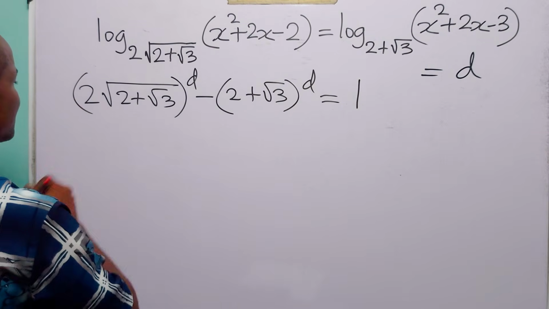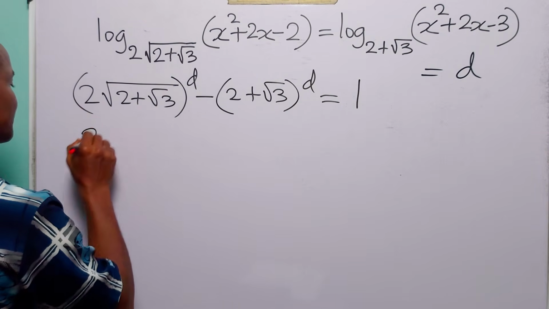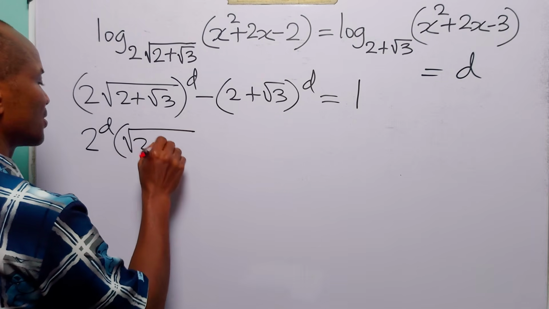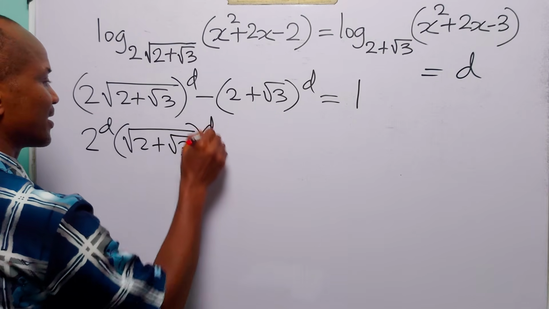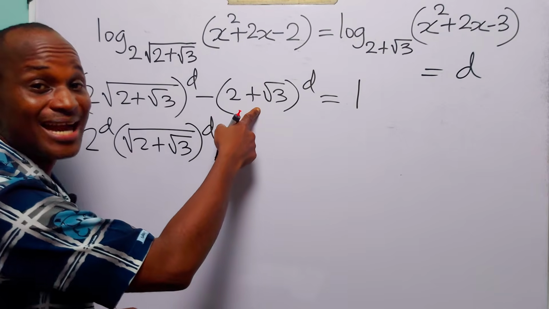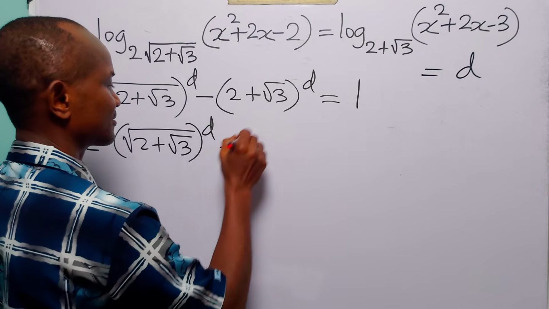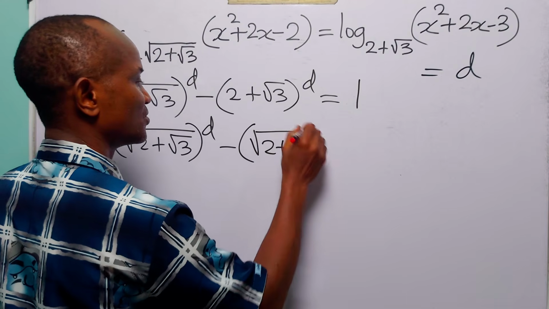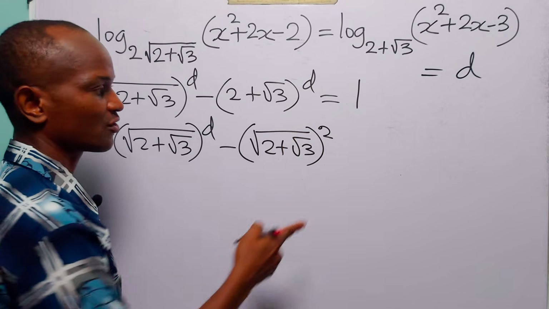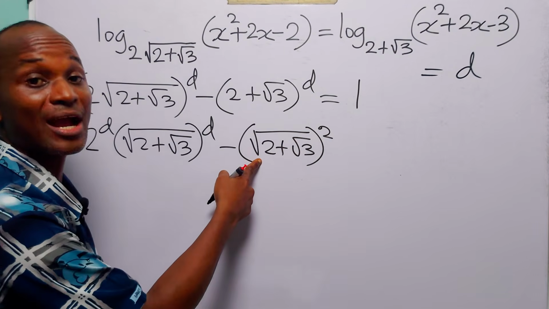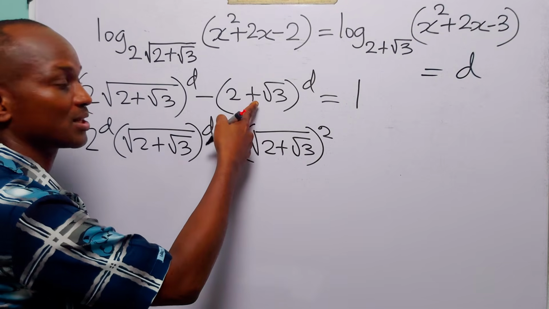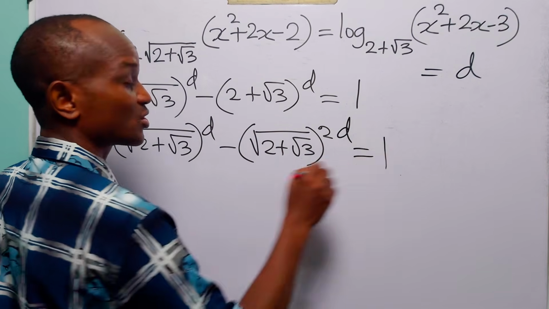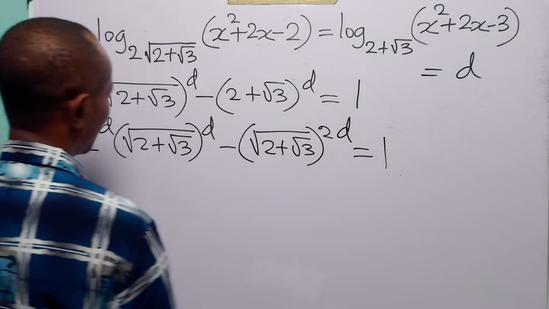Now let us expand this. We have 2 to the power d times root 2 plus root 3 to the power d. We can write 2 plus root 3 as root 2 plus root 3 squared, because of course the square is going to take care of the square root, leaving us with 2 plus root 3. Then we still have d, and of course this is still equal to 1.